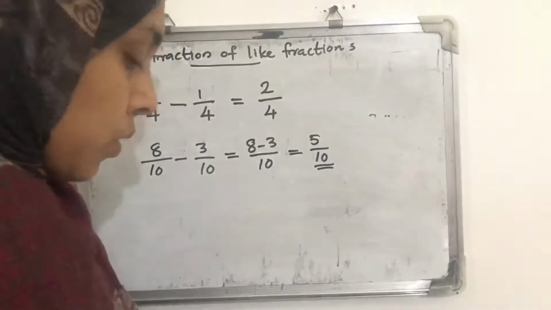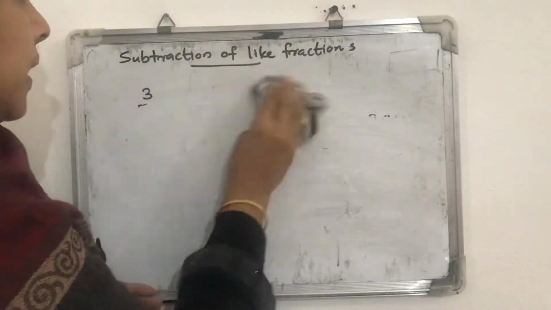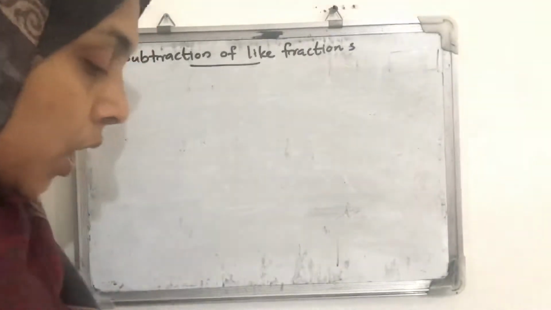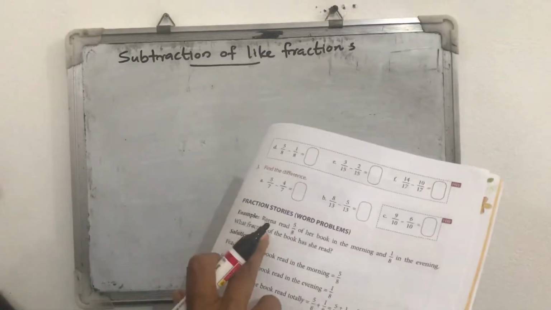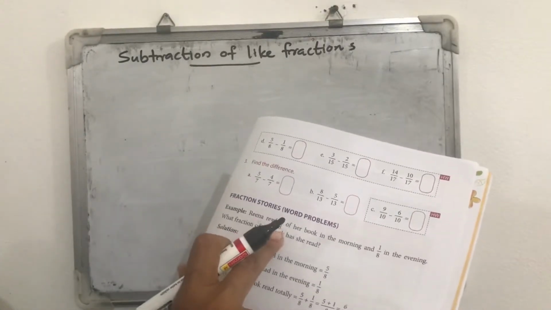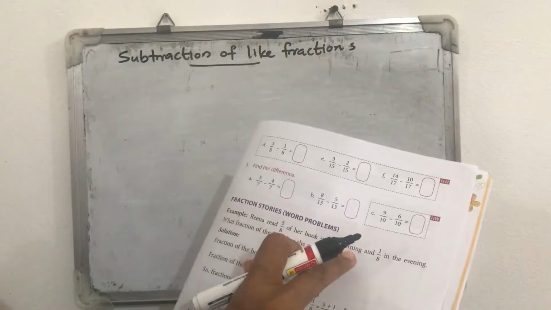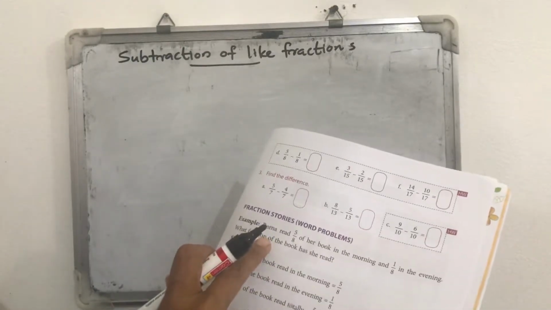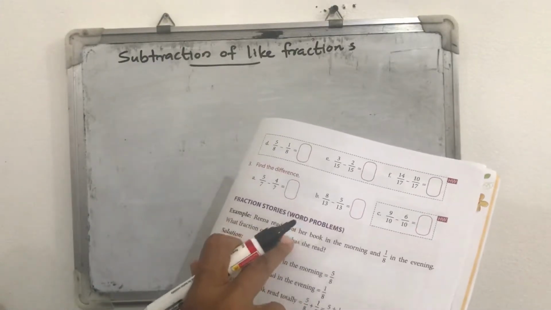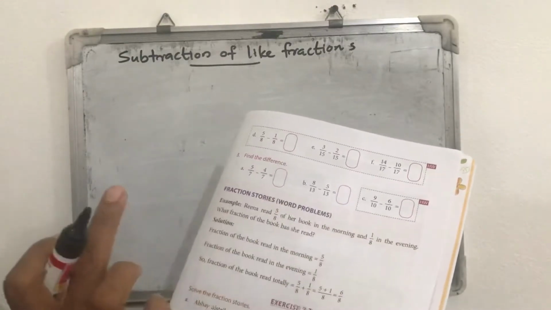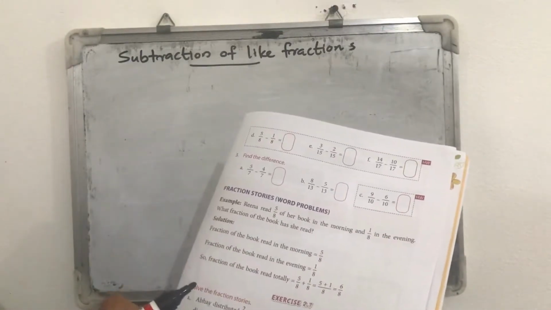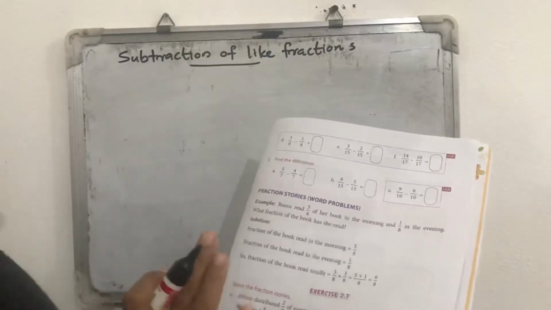Now some story questions, word problems, we can discuss today. Fraction stories or word problems related to fractions. All of you read the question. Here is the first example question: Reena read 5 by 8 of her book in the morning and 1 by 8 in the evening. What fraction of the book did she read?